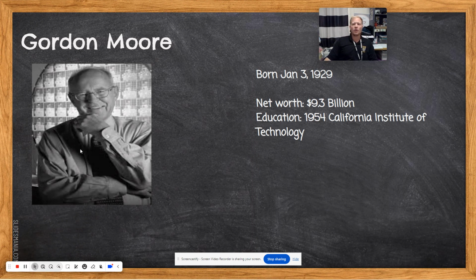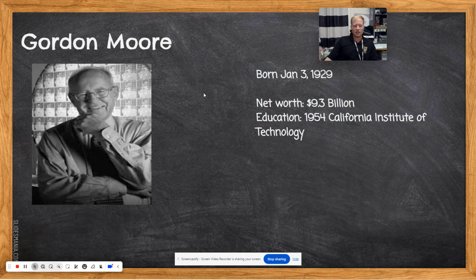Gordon Moore is the guy who introduced this law. He was born in 1929. He is currently worth $9.3 billion, and he graduated from, last time I looked, I think he actually passed away not that long ago. But anyway, he graduated from California Institute of Technology.